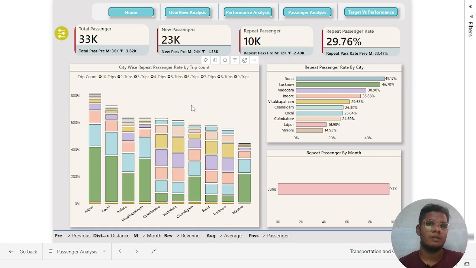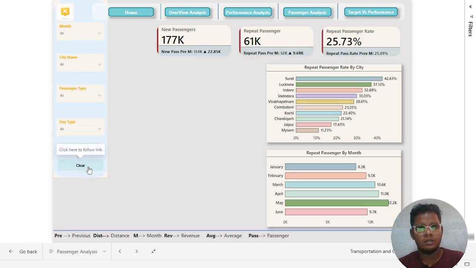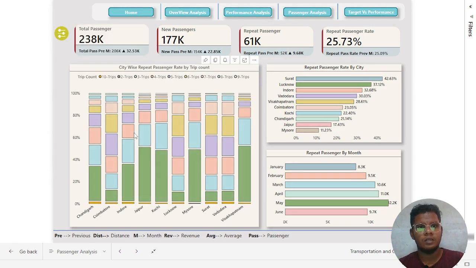And then you can see the higher trip counts are a little down, because in those particular cities the new passengers are tourists who travel only the two trips. The majority of people are using only the two trip counts, right? This is the overview of the passenger analysis dashboard. And then we move into the target versus performance, which means how much the target was and how much we achieved.